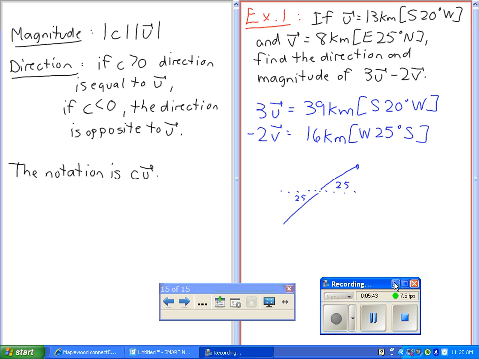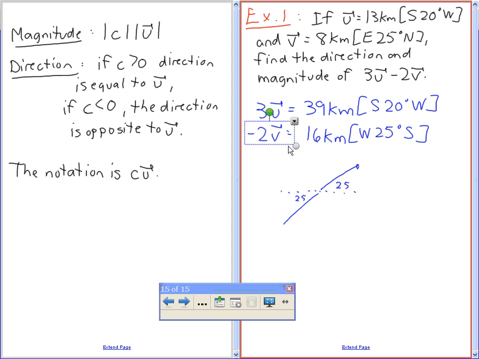So 3U, just so we're clear here, all I'm saying for 3U is it's whatever vector U is times 3. The angle isn't multiplied by 3, it's only the distance that's multiplied by 3. The same thing with V, it's only the distance that's changed, not the angle. All right, now we've got to add these together.